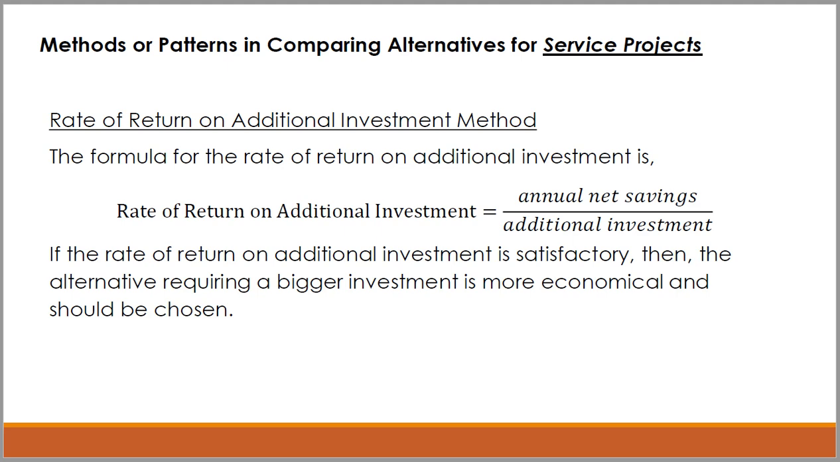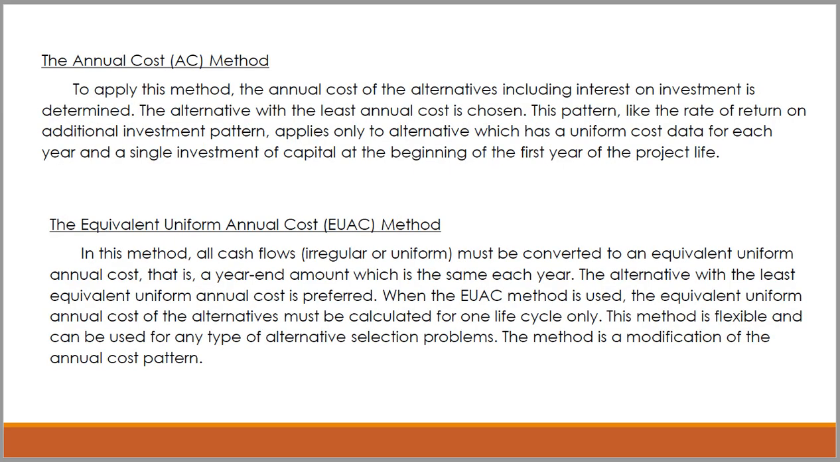And next would be the annual cost method or the AC method. We're going to compute the annual cost of each project, and whichever gives us the least amount of cost, that project would be chosen or selected. Next is the equivalent uniform annual cost or the EUAC method. That means under this method, we're going to compute the equivalent uniform annual cost, the annuity.